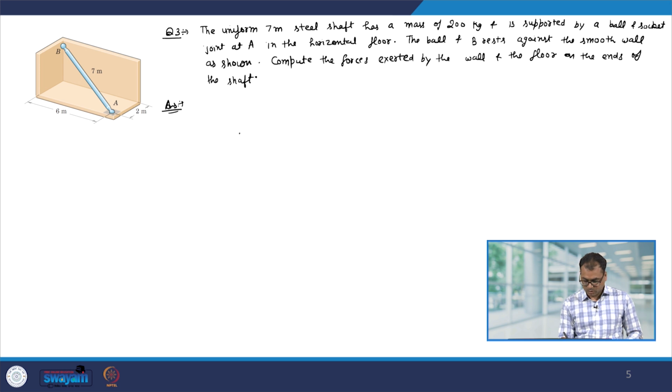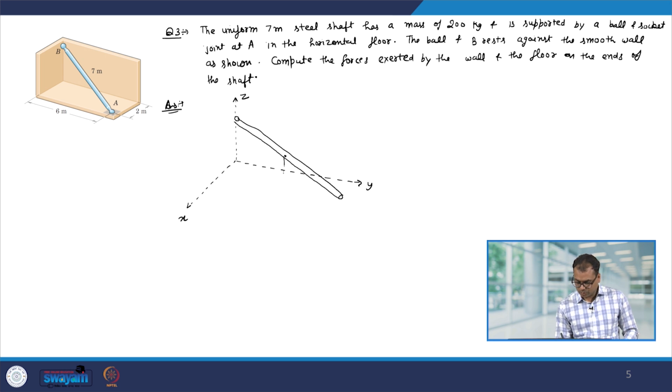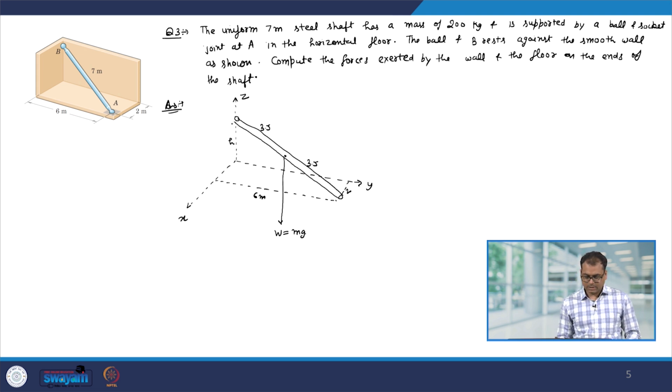free body diagram. So let me first draw the axis. So we have x axis, y axis, and z axis, and we have a shaft which is like this. Its center of gravity is going to act in the center, and it will be W equal to mg. Now various dimensions are given. So for example, this is 3.5 meter, this is also 3.5 meter, this length is 6 meter, this is 2 meter, and let us say this is H. So this point is A, this point is B.